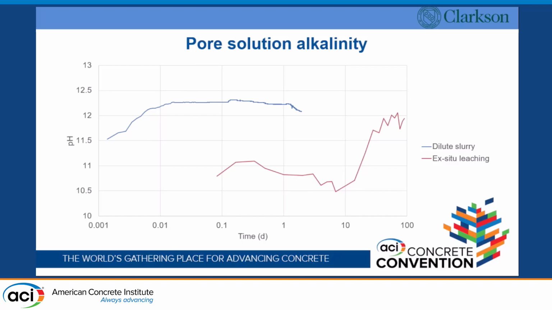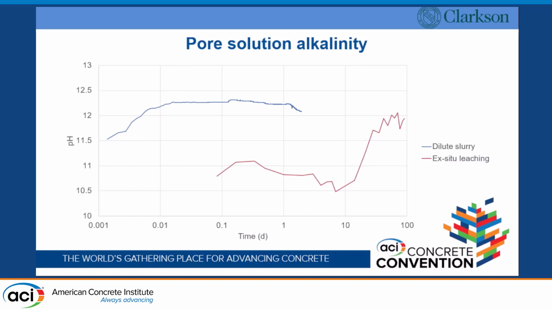And we use ex situ leaching, so we make some cubes at 0.5, we do solvent exchange at different periods, we grind them up, and we dissolve in basically a 1 by 1 volume of deionized water. We measure the pH, and this is the behavior we see. Now, the real pH is probably somewhere in between these, but this elevation in later age pH exactly corresponds with the time period at which the stratlingite is forming.